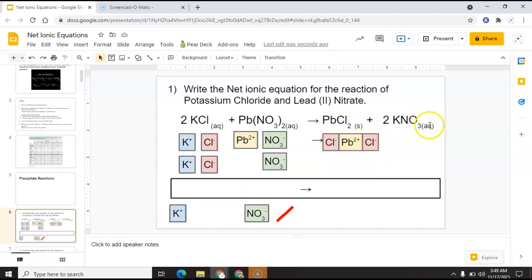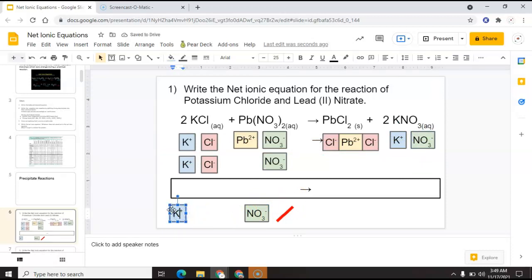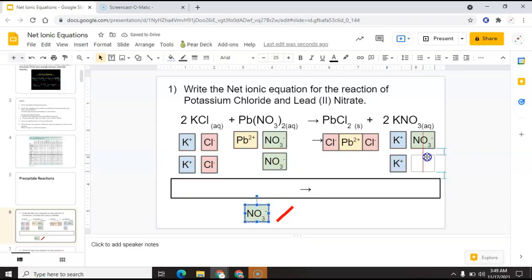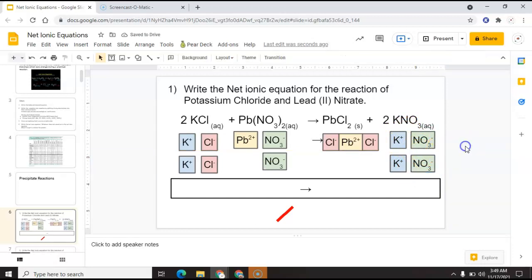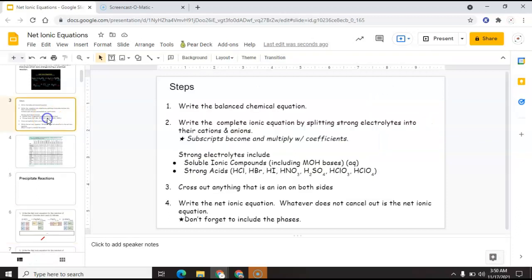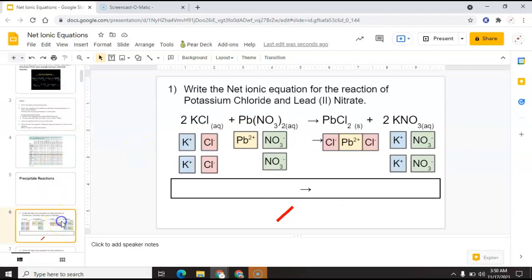And the last is potassium nitrate. Again, this is made of potassium and nitrate ions. And I have 2 of them, so I'm going to need to do that twice. So here's my first potassium nitrate. Everything's split apart. And then here's my second. So when potassium nitrate dissolves in water, it's going to split apart into these ions. Okay, so that is the second step done for you, writing the complete ionic equation by splitting it into ions. So that's what you should have.